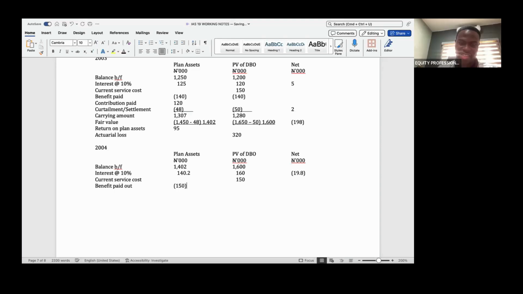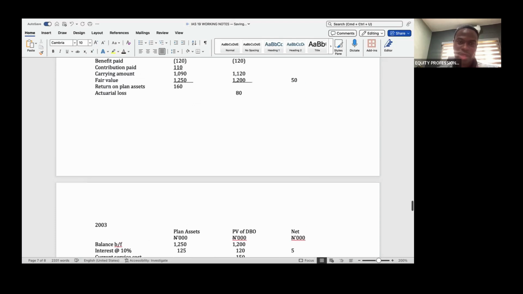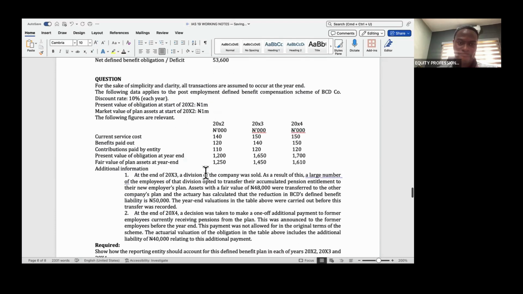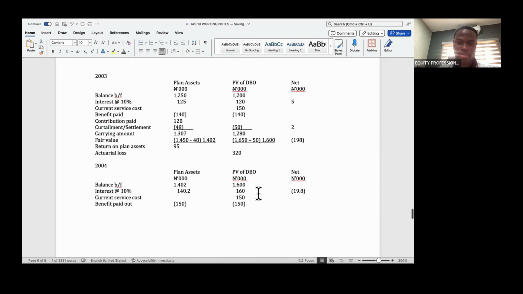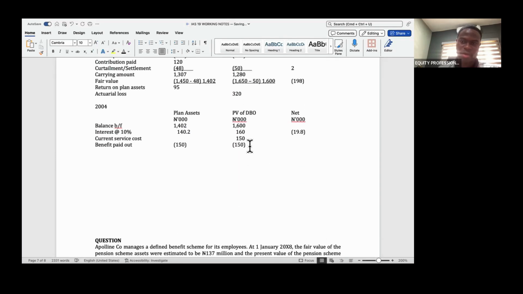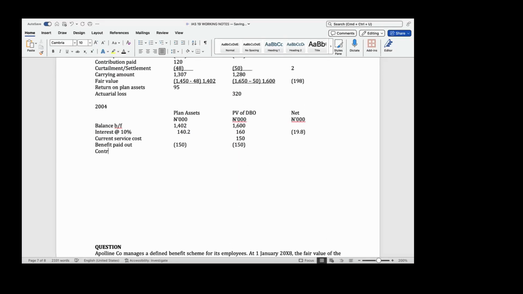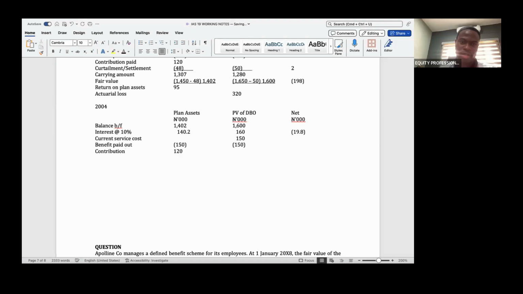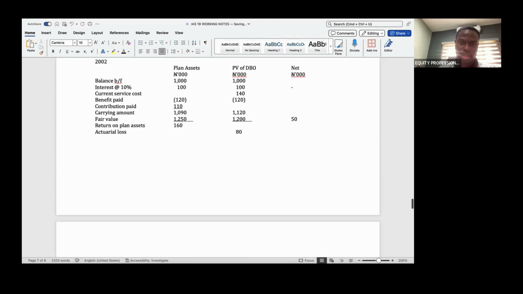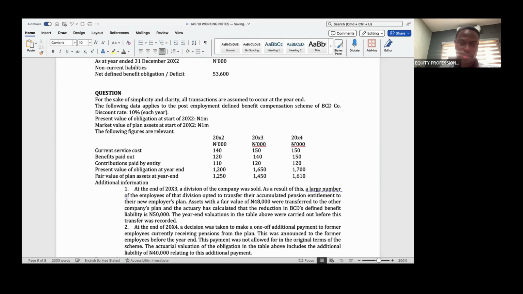Okay, I can see that is Charity that is always telling us this one. Okay, the next one is contribution, which is 120. Where will this one go? Plan assets. Correct. Okay, that's all.